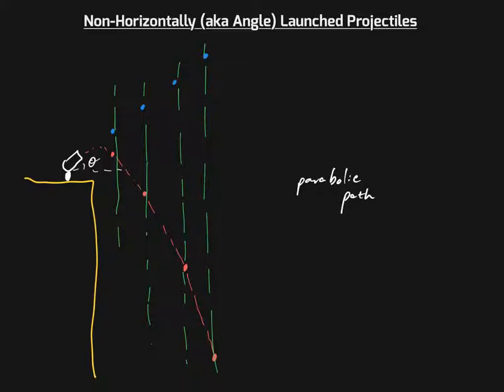Now, looking at the vertical direction, draw my horizontal lines. We see that from 1 to 2 seconds, from 2 to 3 seconds, and from 3 to 4 seconds, my distance traveled in those intervals is increasing. And that is because in the vertical direction, we have a non-constant velocity. We have an acceleration of 9.8 meters per second squared, because this cannonball is now only being affected by the force of gravity.